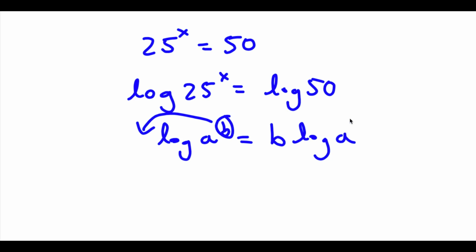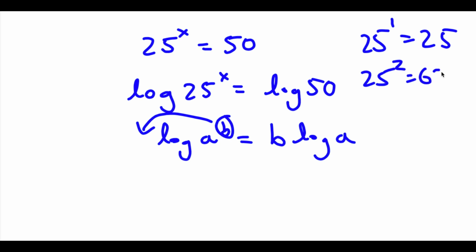And why this property is so important is because we are trying to solve for the value of x here, right? So you have 25 to the power of x is equal to 50. And we know that x is actually going to be a decimal because x can't be a whole number. So 25 to the power of 1, this is 25, and 25 to the power of 2, this is 625. So we know the value of x is going to be between 1 and 2.